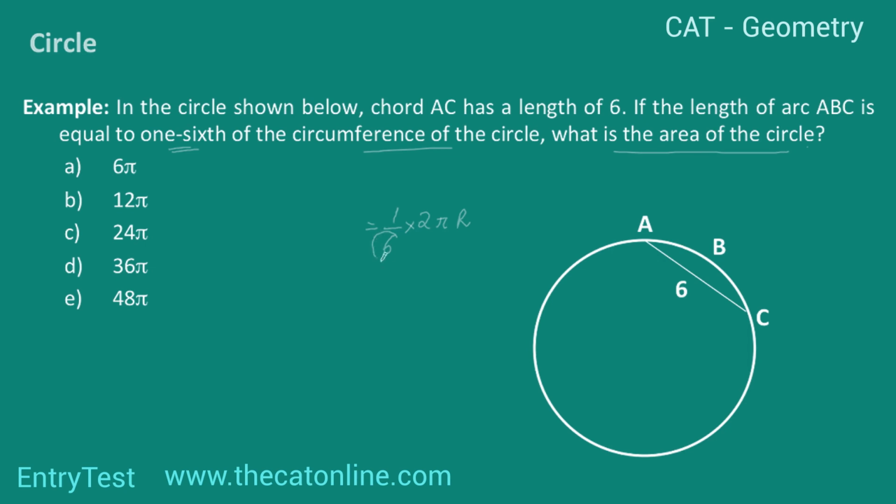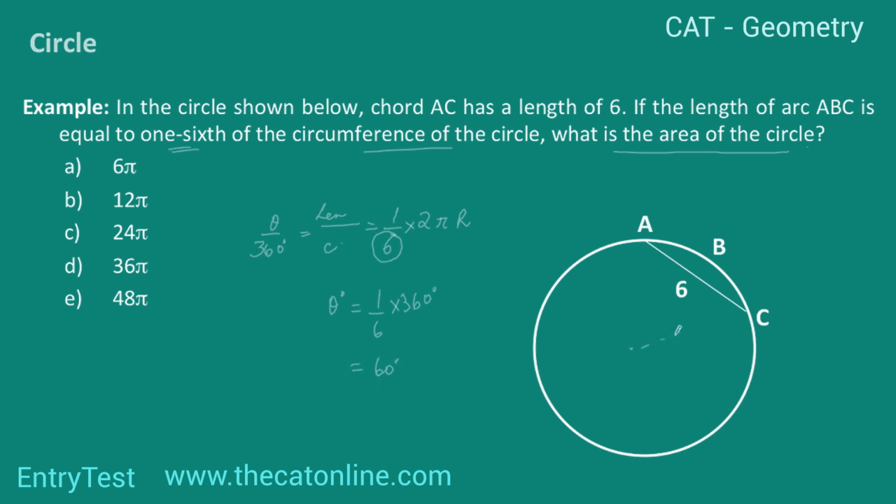It is 1/6. If I remember, theta over 360 has to be equal to the length of this arc over the circumference of the circle. So it will be length over circumference. If this is 1/6, that means this theta which is subtending has to be 1/6 of 360 degrees. That means theta would be 60 degrees.